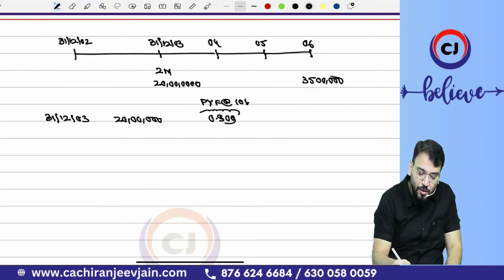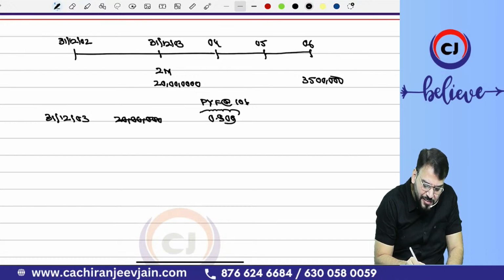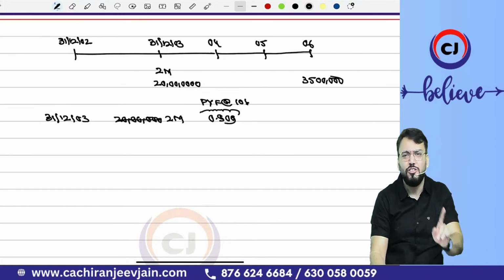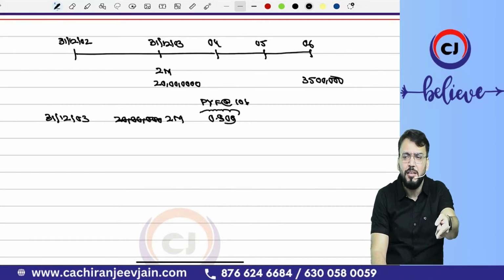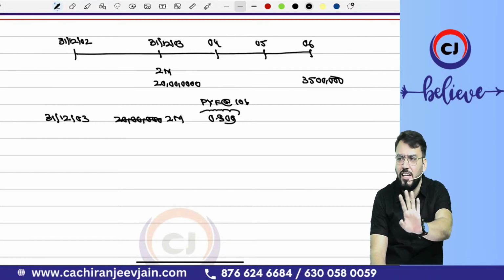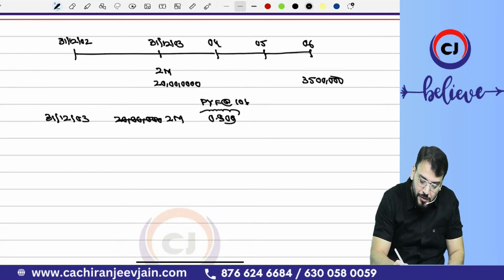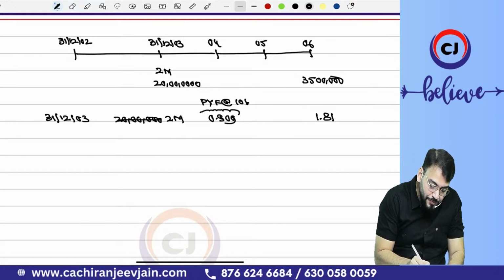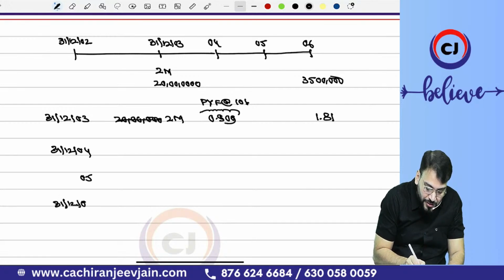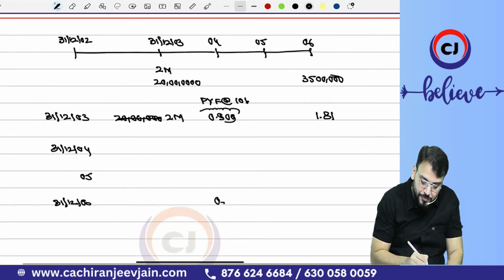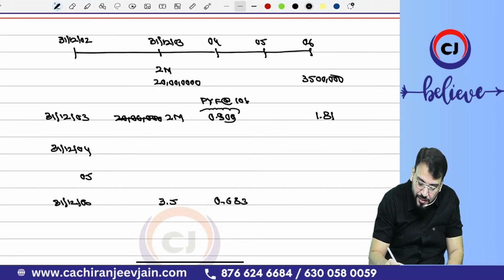So if you have written this, how much is it coming? Or if you want to calculate in million, let us take in million only, 2 million. This is correct. You can do it in 2 million also, because information has been given in 2 million, so you can do the calculation in 2 million, chalega. Okay, 2 million into this, how much? 1.81. Then 31st December 2004. So nothing. 5 nothing. 31st December 2006. So what will be the discounting factor? 0.683. How much is it coming?